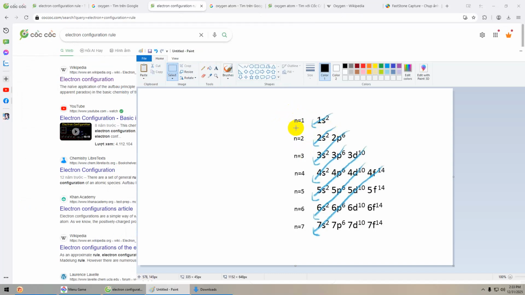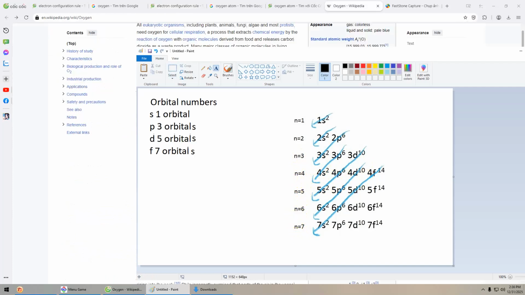We see here that for n equal to 1, there's one subshell that has 2 electrons. Why does one subshell have only 2 electrons? Here, for n equal to 2, we have 2 subshells, s and p, and for n equal to 3 we have 3 subshells, s, p and d, and for n equal to 4 we have 4 subshells. For n equal to 5, 6 and 7 we have the same thing.